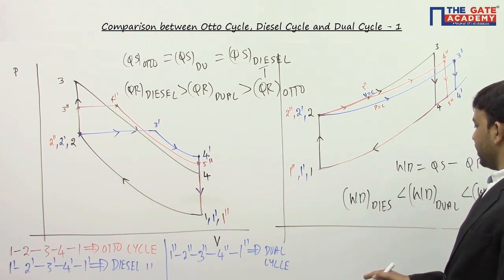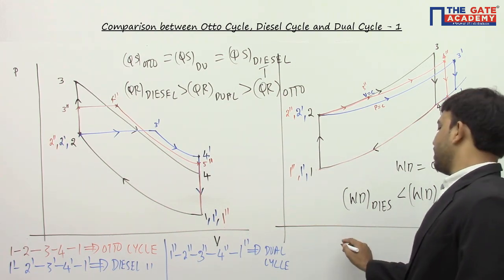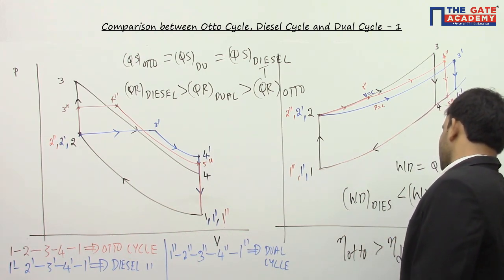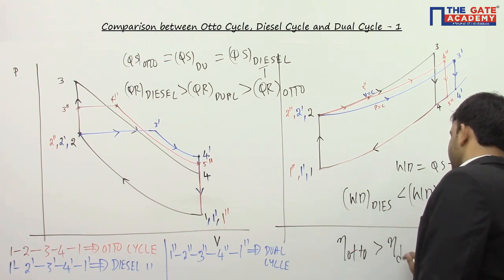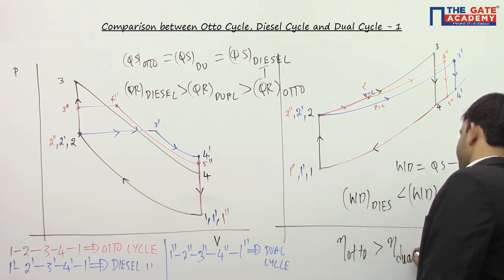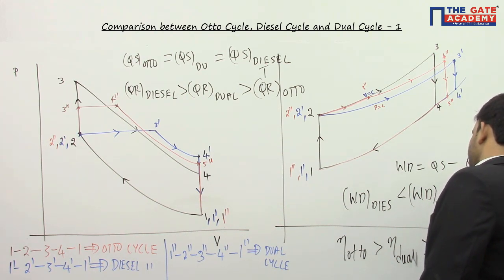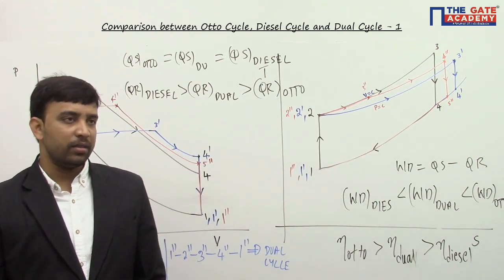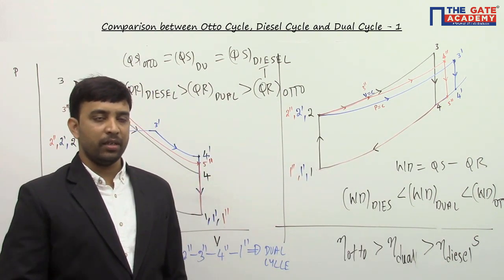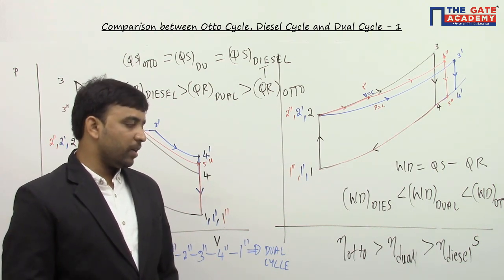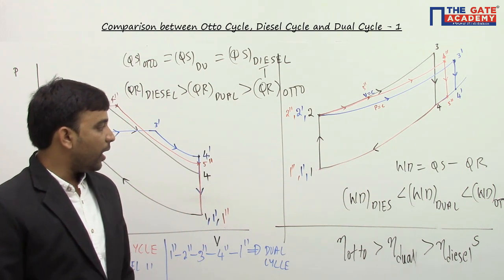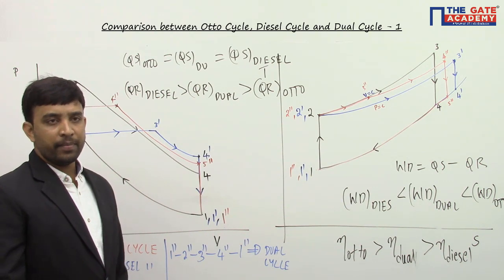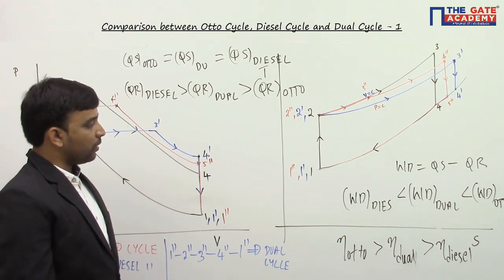For the same amount of heat supplied, since work done by the Otto cycle is more, I can say the efficiency of the Otto cycle is more than the efficiency of the dual cycle, which is more than the efficiency of the diesel cycle. So when the three cycles are compared for the same compression ratio and the same heat input, the Otto cycle will have maximum efficiency and the diesel cycle will have least efficiency. Heat rejected is more for the diesel cycle and least for the Otto cycle. These are the conclusions you can make.